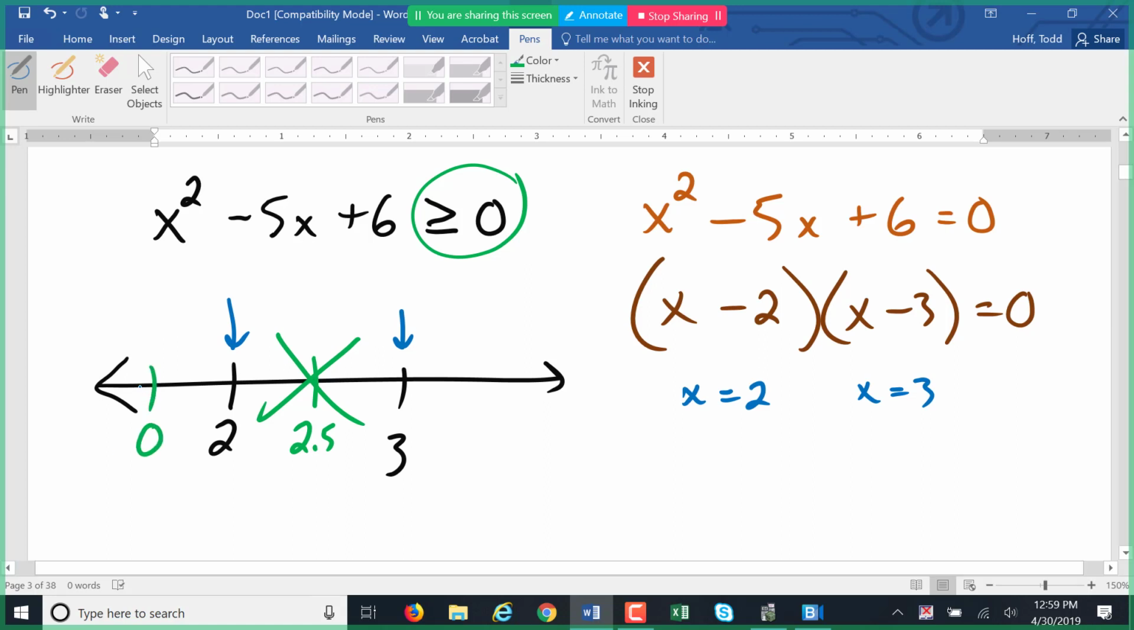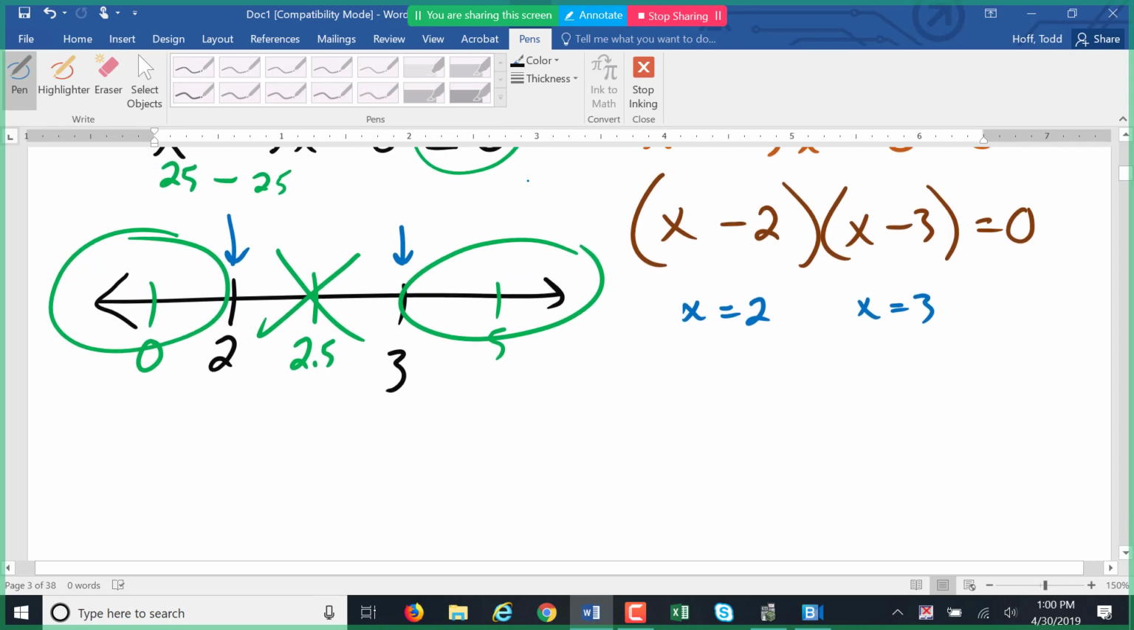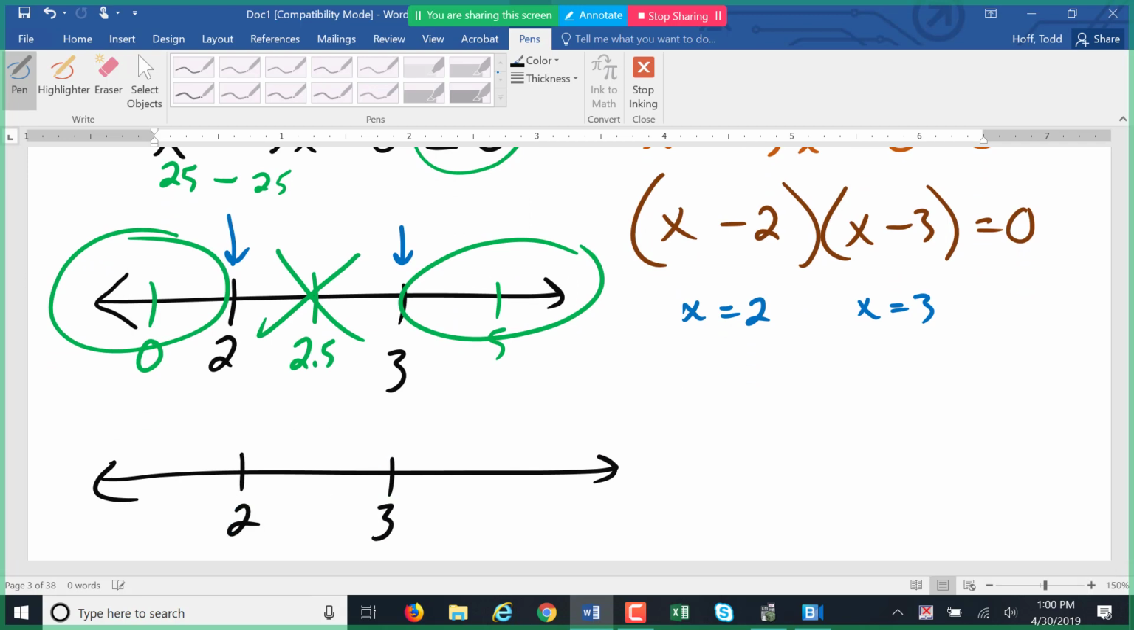So 0 is obviously down here. Well, 0 squared is 0, 5 times 0 is 0, 0 plus 6 is greater than 0. We're true down here. Maybe we'll try positive 5. 5 squared is 25, minus 5 times 5 is 25, so 0 plus 6 is greater than 0. So it is true up there. So what that is telling us is, in this case, we're true outside of the boundary values. And once again, this is or equal to, which means the boundary values are included.